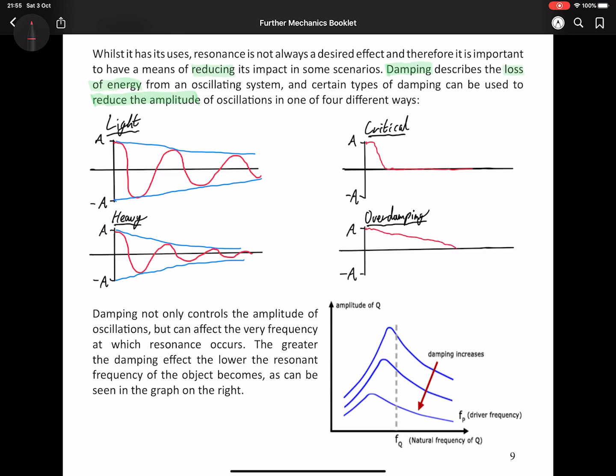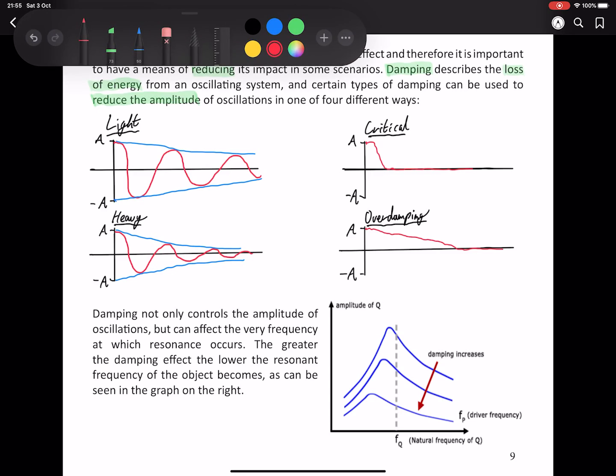Overdamping takes this even further by preventing even the first section of the oscillation to complete and just holds the object in place and allows it very gradually to return to its origin. So you need to know these and be able to identify and sketch them in the exam.